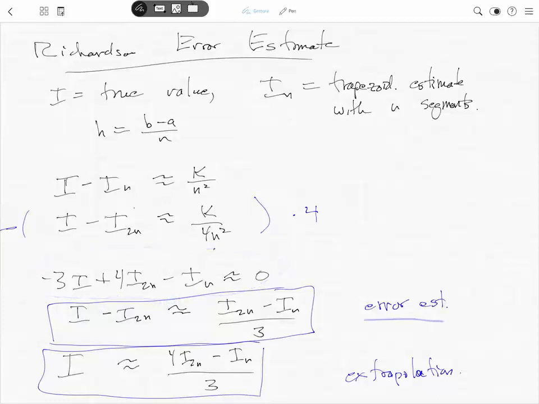And that's Richardson's error estimate, right? So this is the estimate of what the error is going to be in our approximation using 2n segments. That's going to be about 1/3 times the difference between the approximation we just got and the previous approximation.